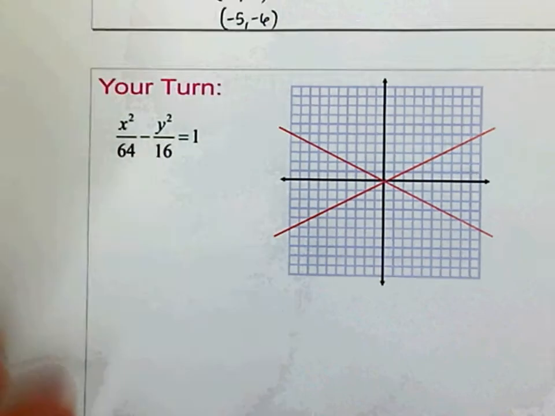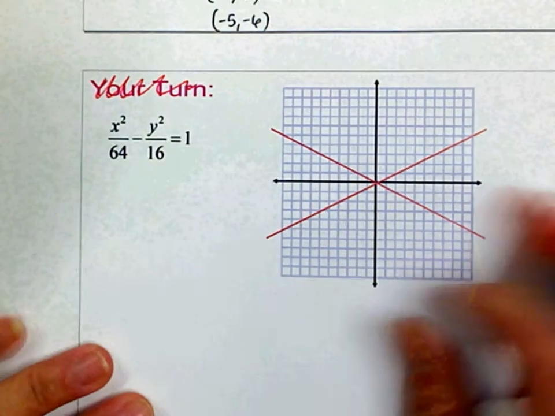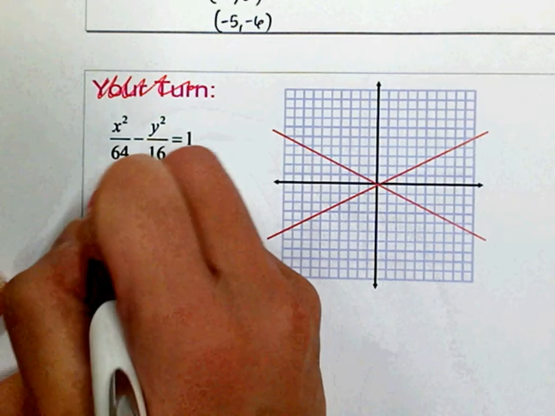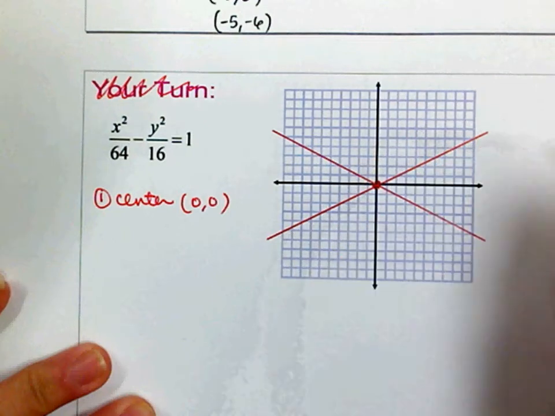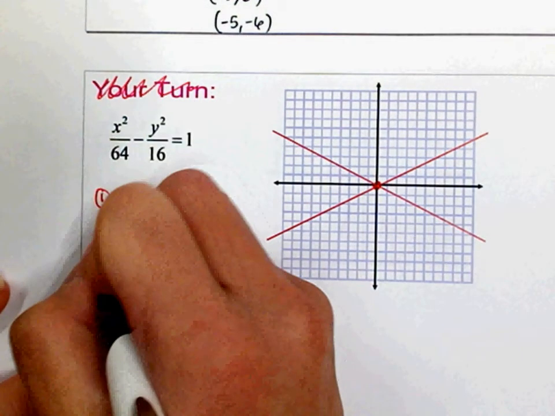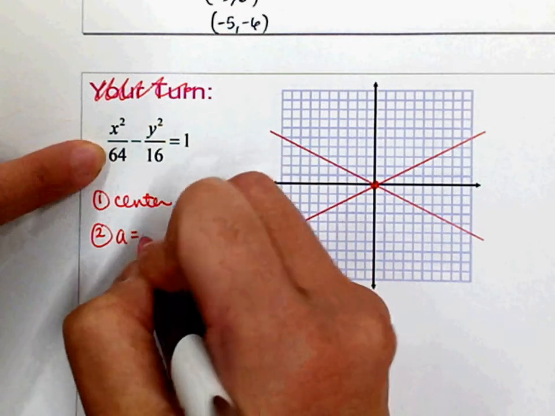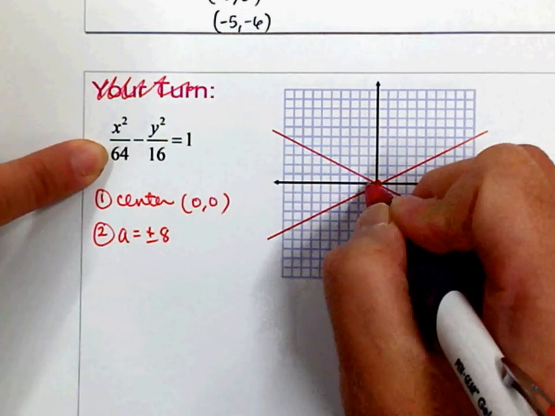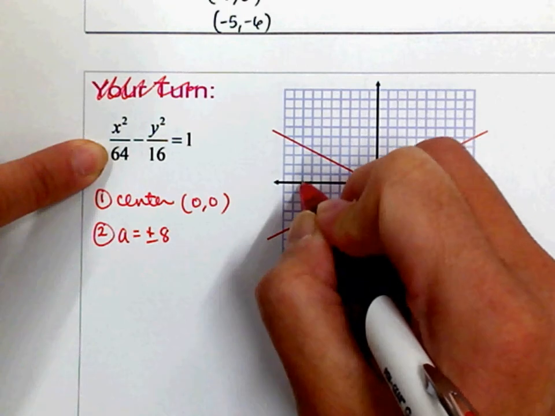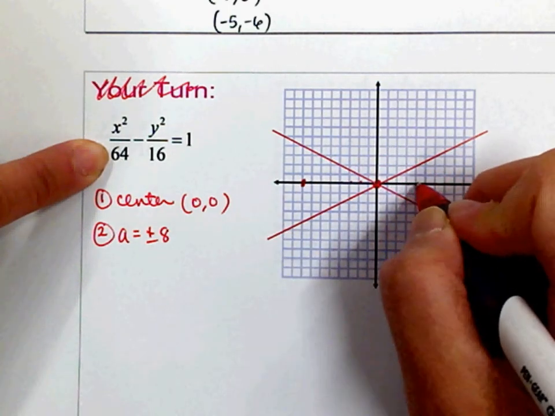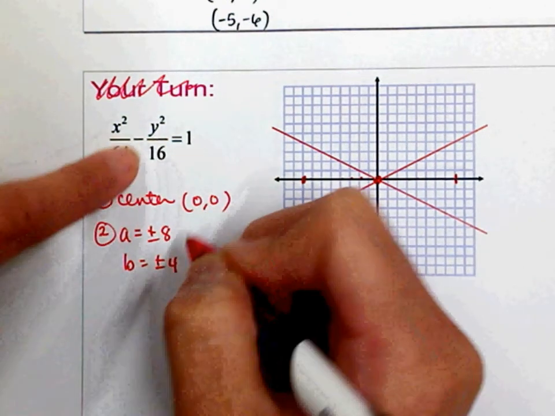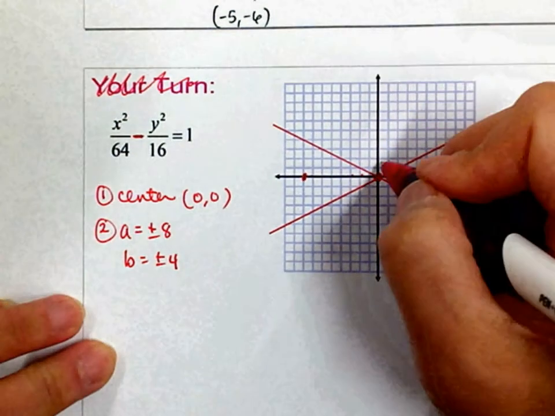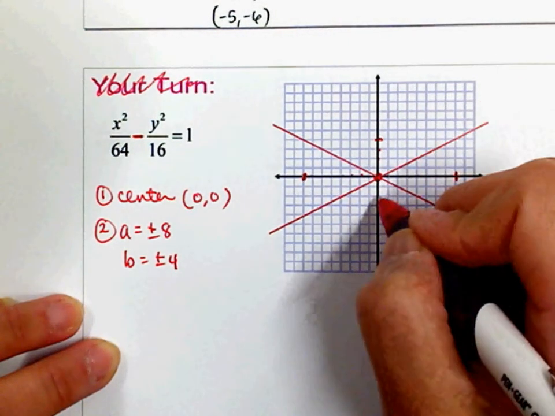Okay? So let's take it from here. Your turn. Okay. So what you do is you find your center. And your center is 0, 0. So I'm going to go to my center, 0, 0. Just like your ellipse. A is under x, so it's plus or minus 8. So you're going to go 8. 1, 2, 3, 4, 5, 6, 7, 8. Your B is 4. And I know this is a hyperbola because there's a minus. So I'm going to go up 4. 1, 2, 3, 4. Down 4. 1, 2, 3, 4. From your ellipse.